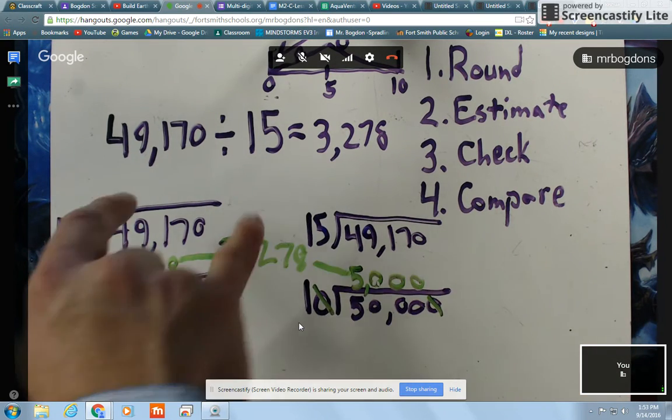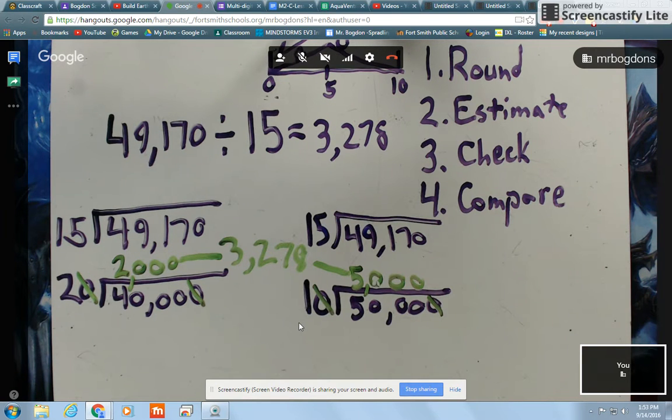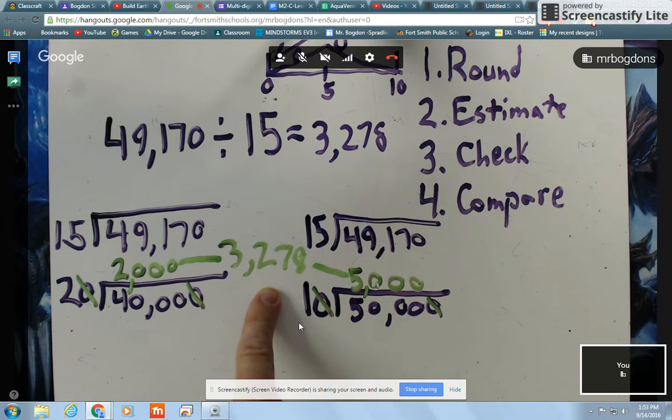When I'm dealing with crazy numbers like 49,170 divided by 15, understand, okay, I know it's going to be somewhere between this low estimate, this high estimate. If you do your division, let's say you didn't have a calculator, and this is the answer you got, could you be pretty sure that you're close to the right answer? Yes, you can.